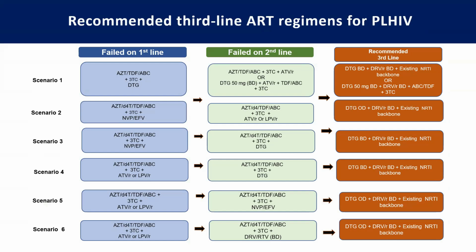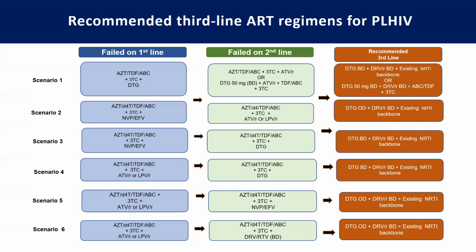So this is just a bird's eye view, whatever we discussed. There are six scenarios. So scenario one, failed on DTG based first line. And the second line was PI based, either if patient failing, say, on TLD, the second line would have been ZL-ATVR or TLD-ATVR with DTG additional dose if the hemoglobin is low. So these were the two second line scenarios. And in both these cases, the third line recommended will be DTG 50 mg BD with DRVR BD with existing NRTI backbone.